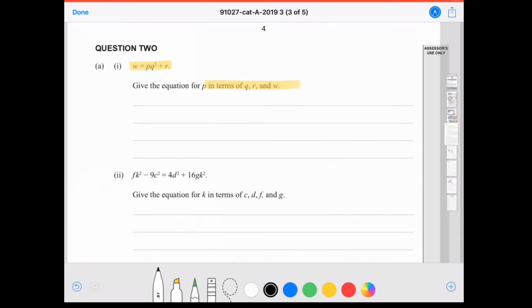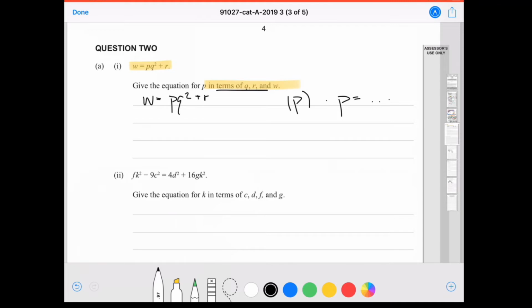Okay, so let's first write out our equation. We've got W equals PQ squared plus R. And the question's asking us to give the equation for P in terms of Q, R, and W. So basically we're making P the subject. So P equals... Okay. So we're rearranging to make P the subject.